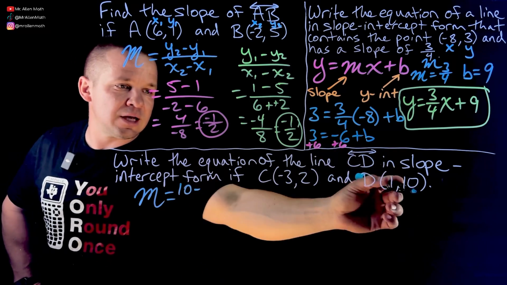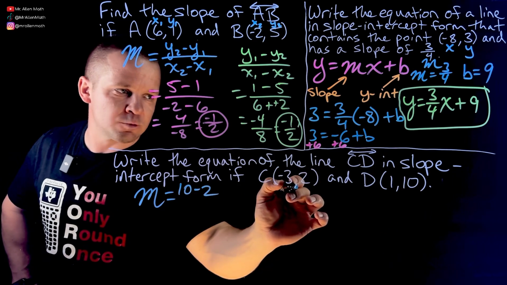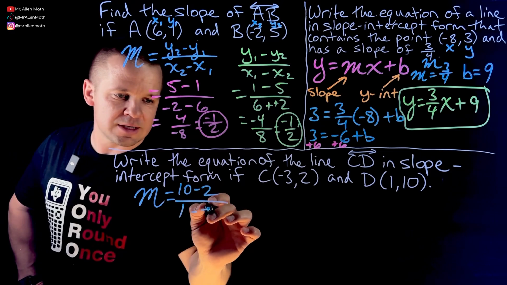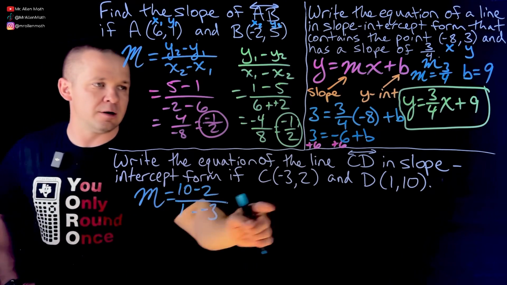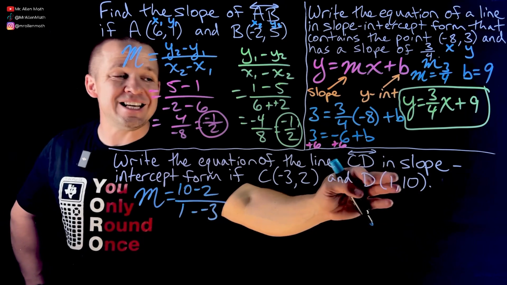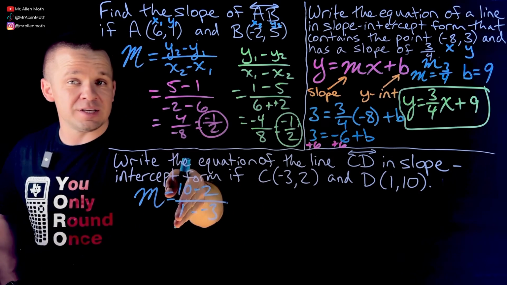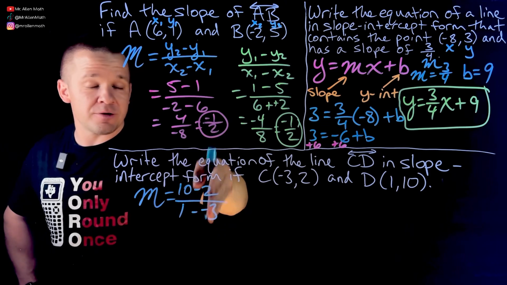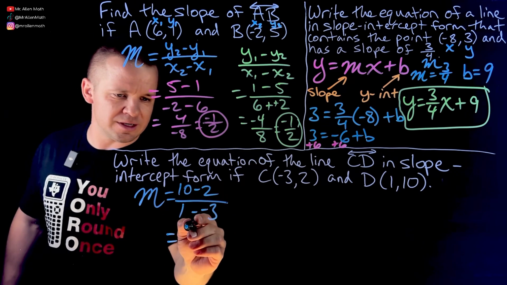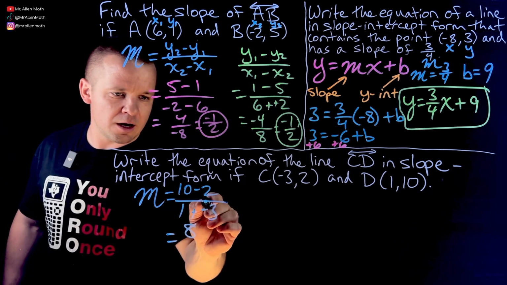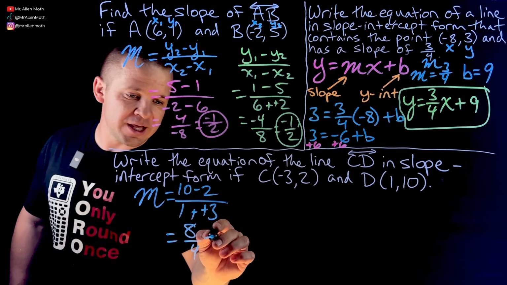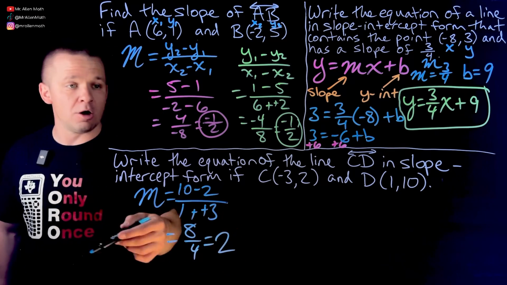We'll see. So 10 minus 2, that's y2 minus y1, over 1 minus negative 3. All right, so we did change in y over change in x. And I started with D here. That's the ordered pair that you see there first. And then C, that's the ordered pair that you see second, okay? So let's simplify this now. I've got 10 minus 2 is 8. And then we got addition happening there because we're subtracting a negative, so 1 plus 3 is 4. 8 over 4 is going to equal positive 2. So my slope is 2.